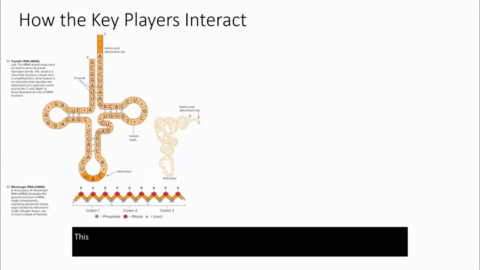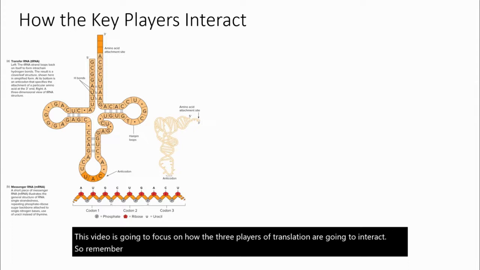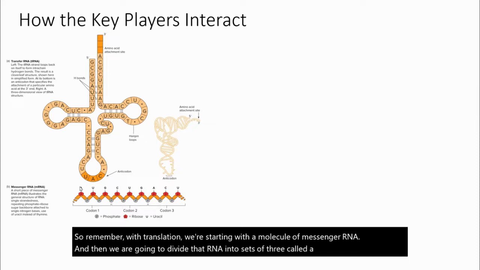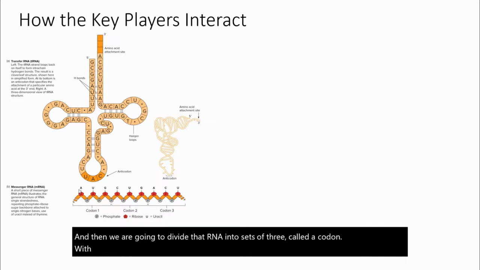This video is going to focus on how the three players of translation are going to interact. So remember, with translation, we're starting with a molecule of messenger RNA. And then we are going to divide that RNA into sets of three called a codon. And each codon codes for a specific amino acid that needs to get brought to the ribosome, which you're going to see in just a second.